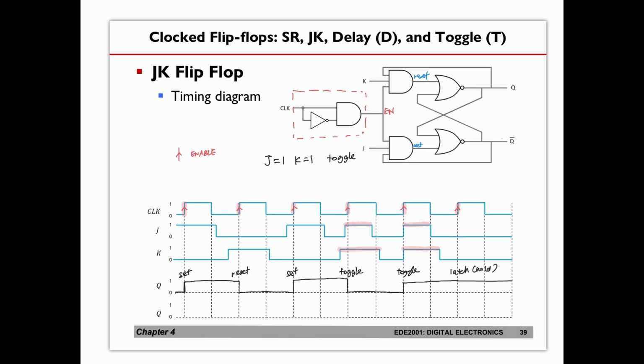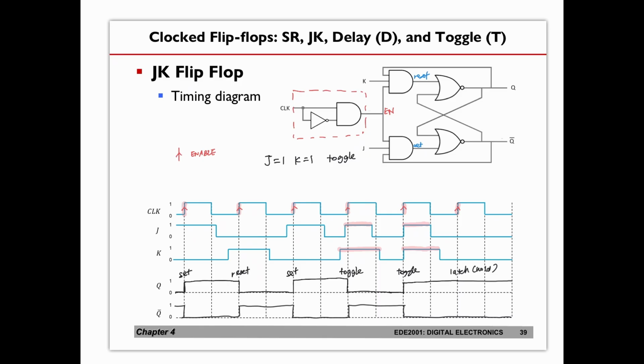So what do we have for Q bar? Now, because you don't have an invalid state, whatever you have for Q and Q bar, they will always be the reverse of each other. So when Q equals 0, Q bar will be a 1. And when Q equals 1, Q bar will be a 0. So the Q and Q bar will be the exact opposite of each other. So this is how a JK flip-flop works. So it solves all the problems that come with the SR latch.